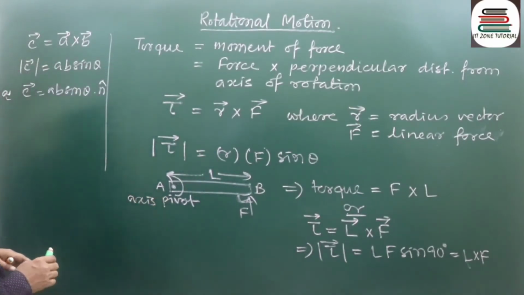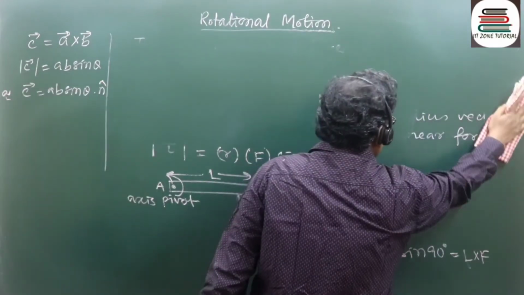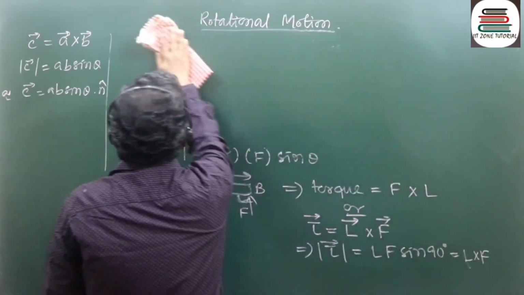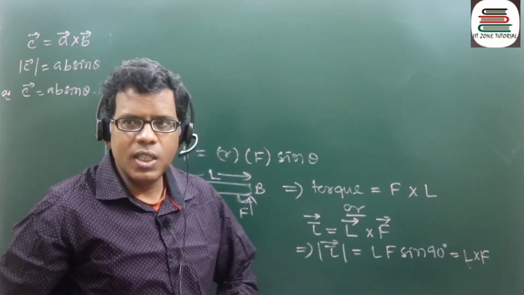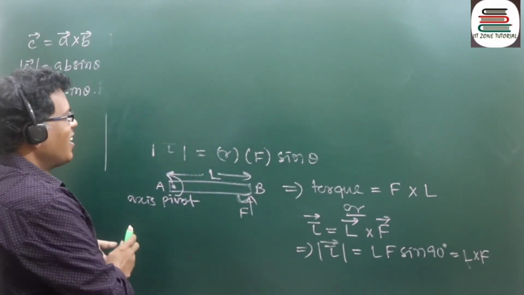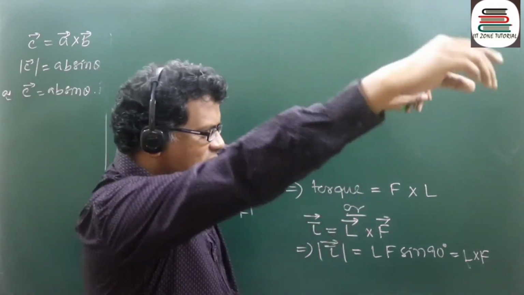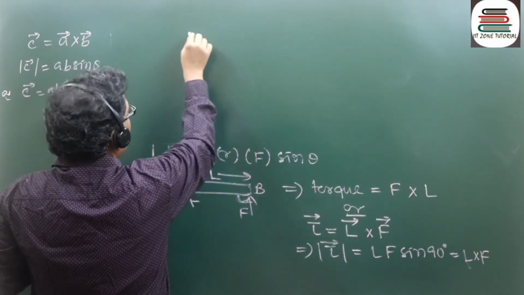I am showing another example. Have you written it? Tau. Torque is tau. In Hindi, tau g. Torque is tau g.